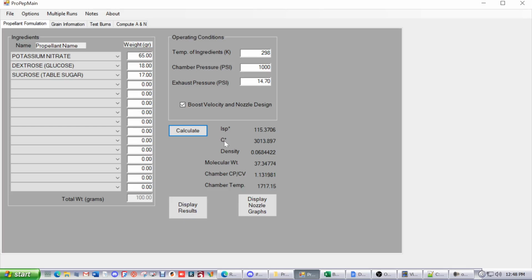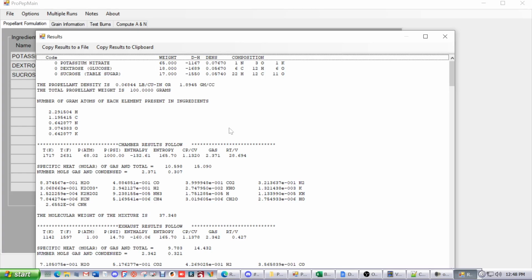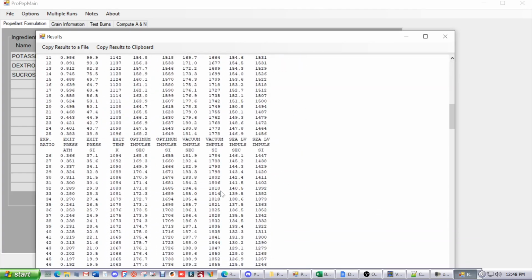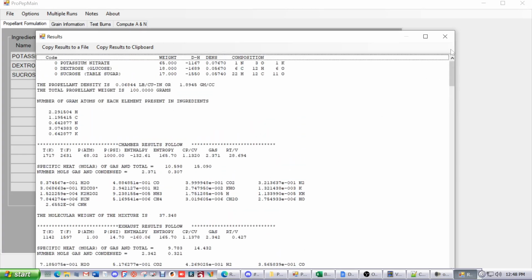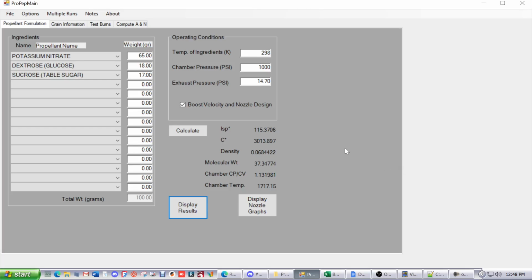And then your characteristic velocity of the exhaust, which is 3,013.89 feet per second, gives you your density and your molecular weight. I forget what this ratio is called, but this is important. And then your chamber temp. If you want more results, go ahead and hit display results. You can use these for maybe a design report or something, but it's not needed for characterizing fuel at the moment. Okay, so what do we do with this?